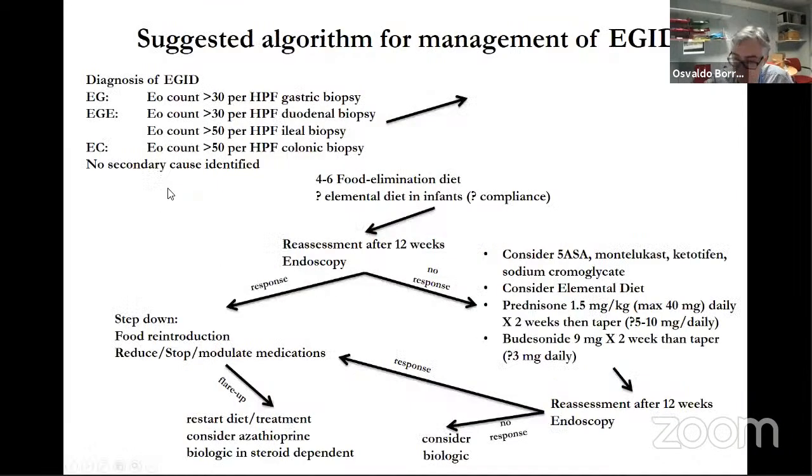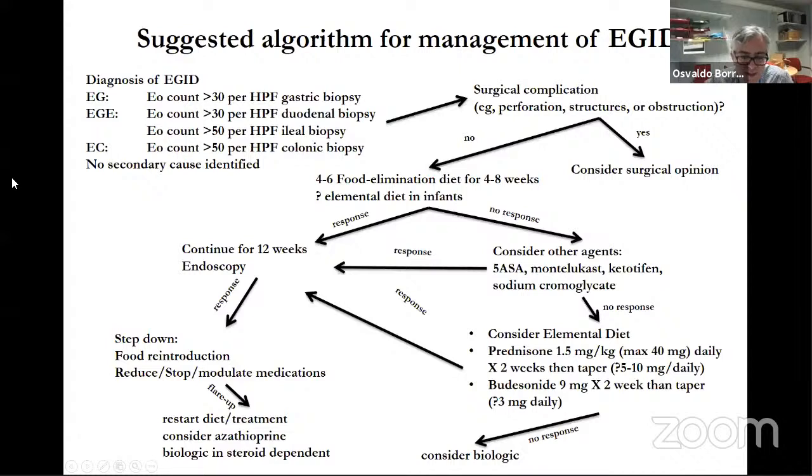So what we can suggest, essentially, in a patient with a diagnosis of eosinophilic GI disease, and this is the histological diagnosis, a histological number of eosinophils in the absence of other causes of eosinophilia, we consider whether we have a surgical complication. If yes, then we consider a surgical option. Otherwise, we consider a full food elimination diet for 6-8 weeks. If there is a response, we continue for 12 weeks. Then we do the endoscopy.